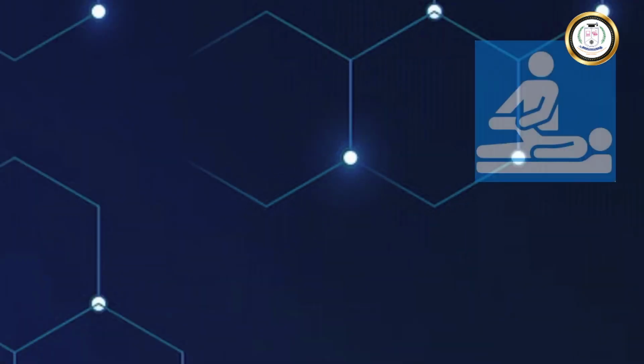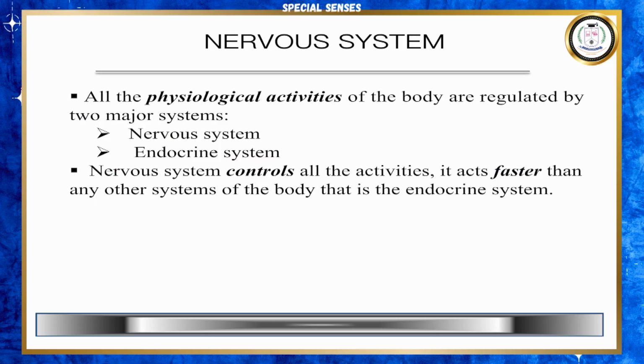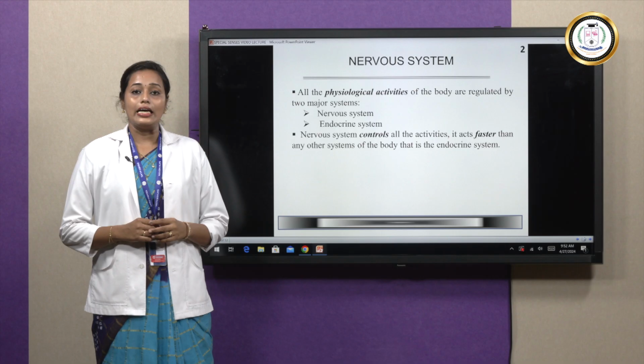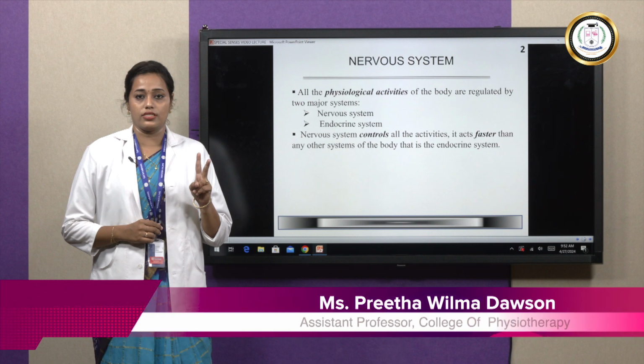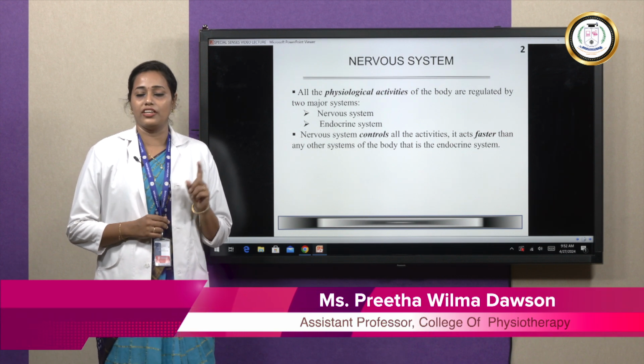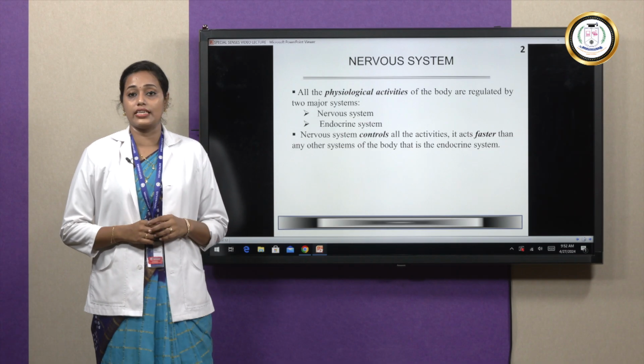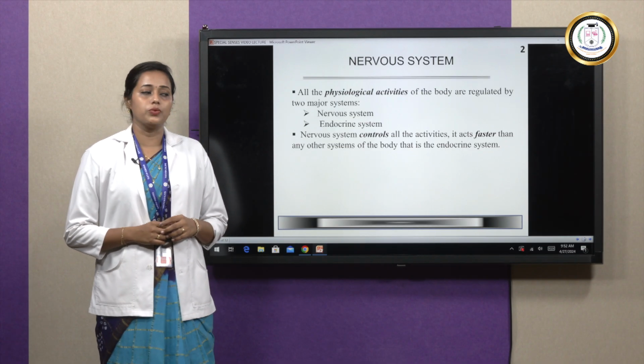And today's lecture topic is going to be special senses. First, we'll start with the nervous system. In general, all physiological activities in our body are guided by two systems. The first is the nervous system and the second is the endocrine system. The nervous system controls all the activities of the body in a faster way when compared to the endocrine system. Now let's see the classification of the nervous system.